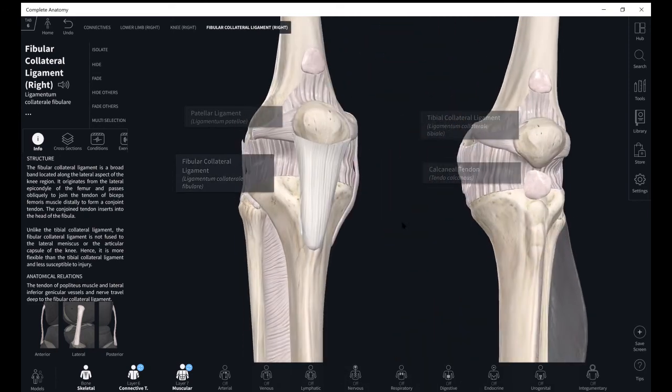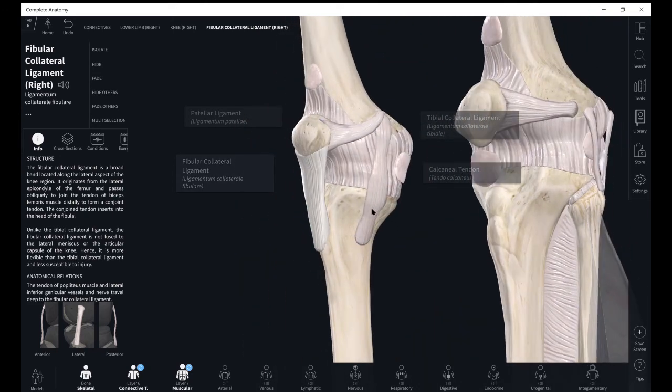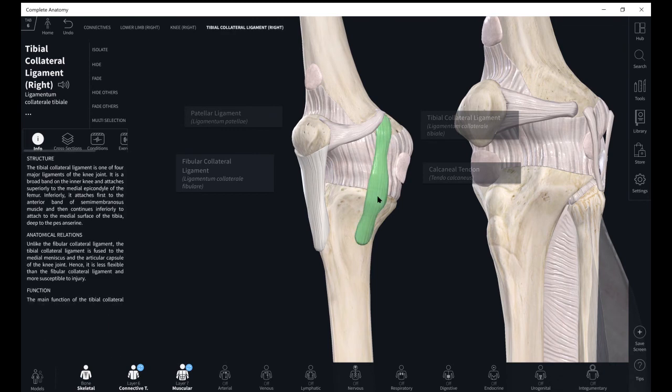And so let's go medially and look at the medial collateral or tibial collateral ligament. It's one of 4 major ligaments of the knee joint. It's a broad band on the inner knee and attaches superiorly to the medial epicondyle of the femur, and inferiorly it attaches first to the anterior band of semimembranosus muscle and then continues inferiorly to attach to the medial surface of the tibia deep to the pes anserine.